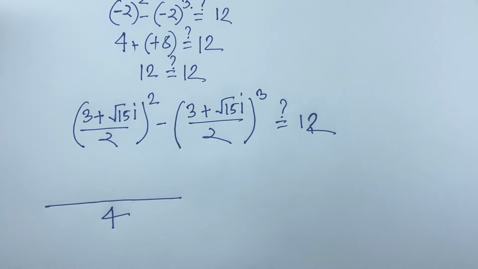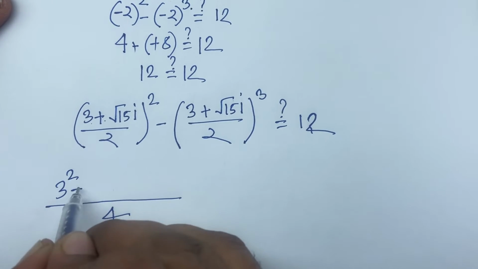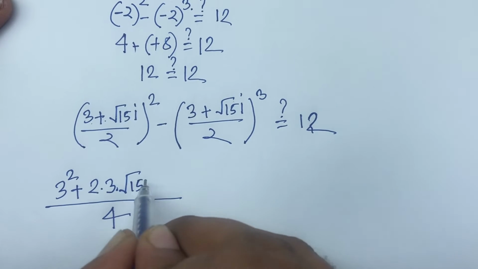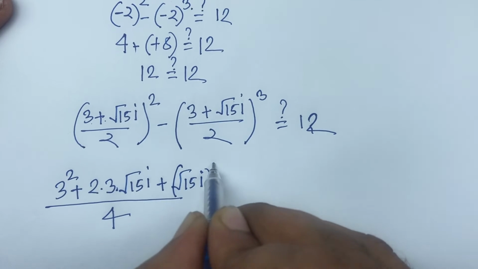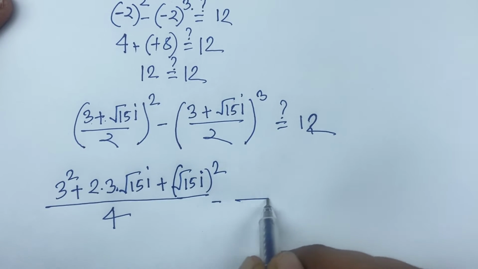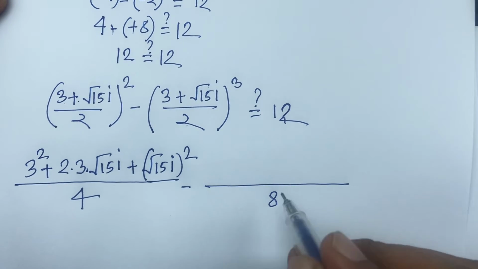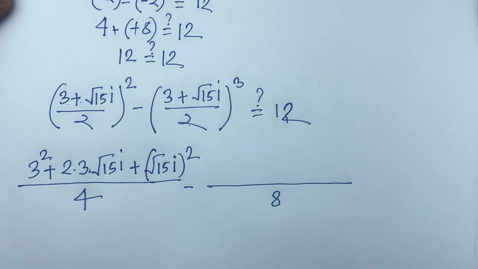Yeah, this is 4. And in this case, look, we know that a plus b whole square will be a square plus 2ab, where a is 3 and b is square root 15i, plus b square, so it will be square root 15i whole square. Look, minus, and in this case I can say easily 2 to the power 3 will be 8. And in this case, if you think this is a and this is b, you know that a plus b whole cube will be a cube plus 3a square b plus 3ab square plus b cube.